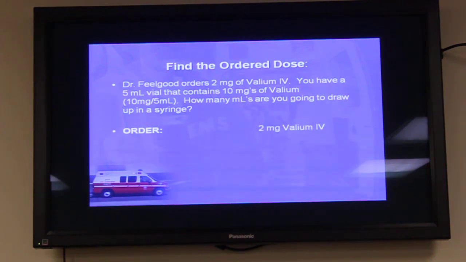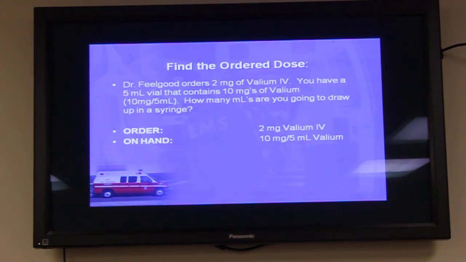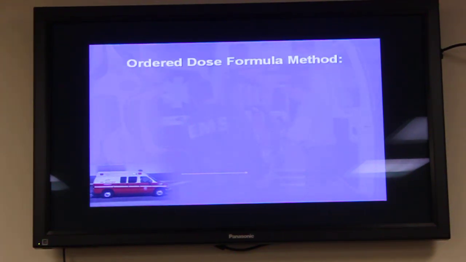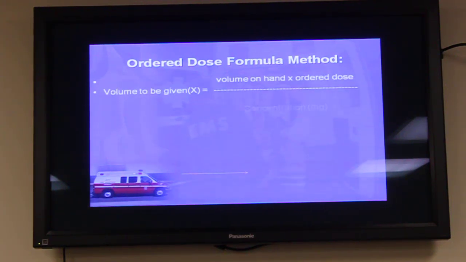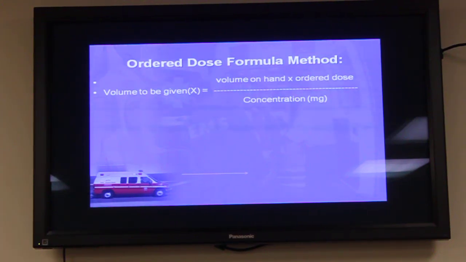Well, we've got the order, and that's 2 milligrams. On hand is going to be 10 milligrams in 5 mils. And we're looking for the actual milliliters that we're going to give if Dr. Feelgood has this order of 2 milligrams of Valium. So we've got the volume on hand times the ordered dose divided by the concentration equals our volume to be given.